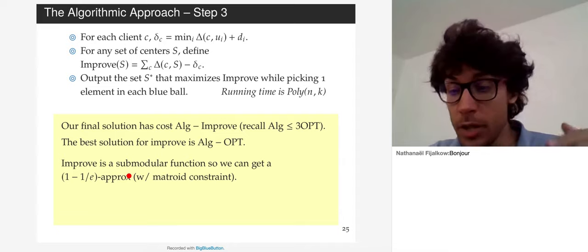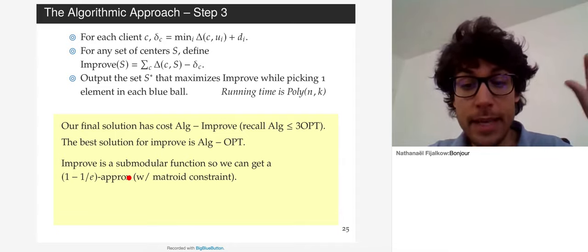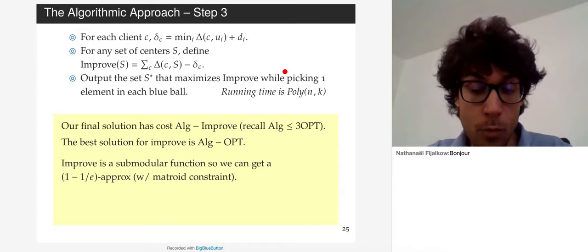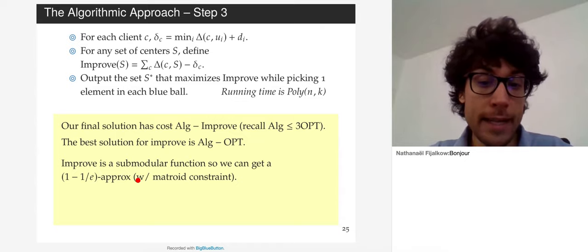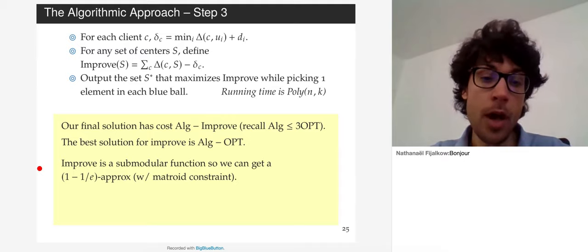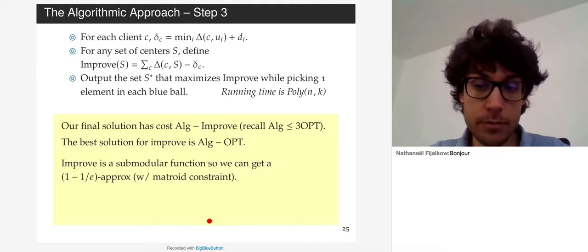We can show, and I'm not going to go too much into the idea because I don't have time, but improv is in fact a submodular function. So under the constraint that we pick one element per blue ball, we can optimize this function. We can get the best solution for the improved function up to a 1 minus 1 over e approximation. Again, we see the 1 minus 1 over e coming.